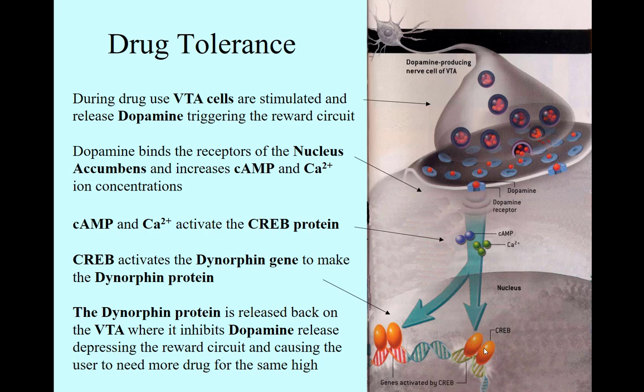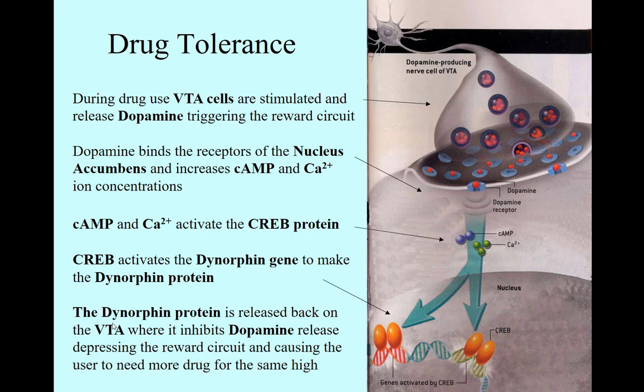CREB goes into the nucleus and acts as a transcription factor. Remember transcription factors? Those are things that turn genes on, get genes moving. CREB activates a gene, at least that's what we believe, as the dynorphin gene to make the dynorphin protein. DNA makes proteins, genes make proteins. So the dynorphin gene makes a dynorphin protein.